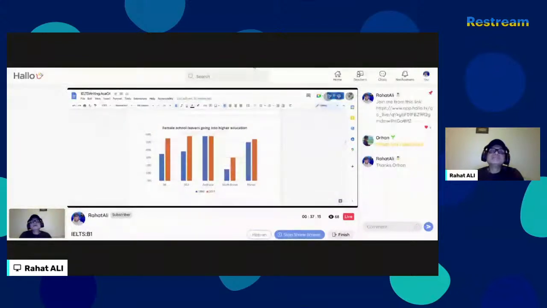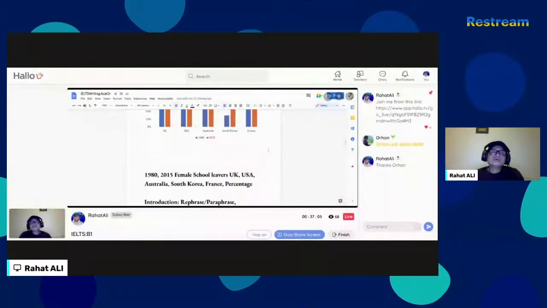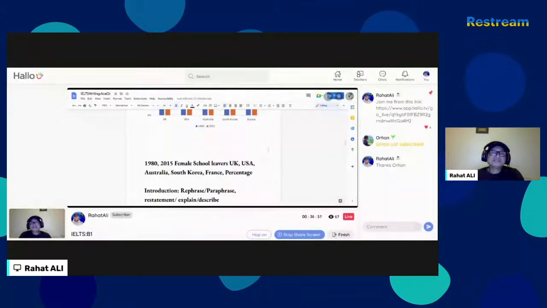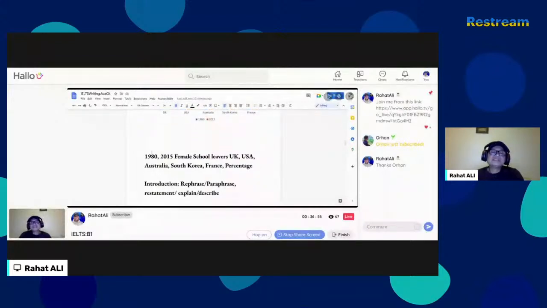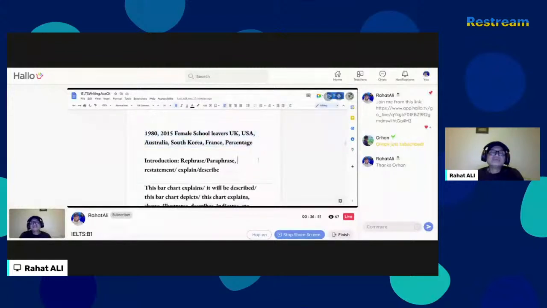Remember that this is a sample writing only for EU, which I've done. So important features that have been noted: 2 years, female school leavers, country, percentage. See, you have to just identify these things first. Then we go to the introduction part, and if you remember, introduction is nothing but paraphrase the topic.